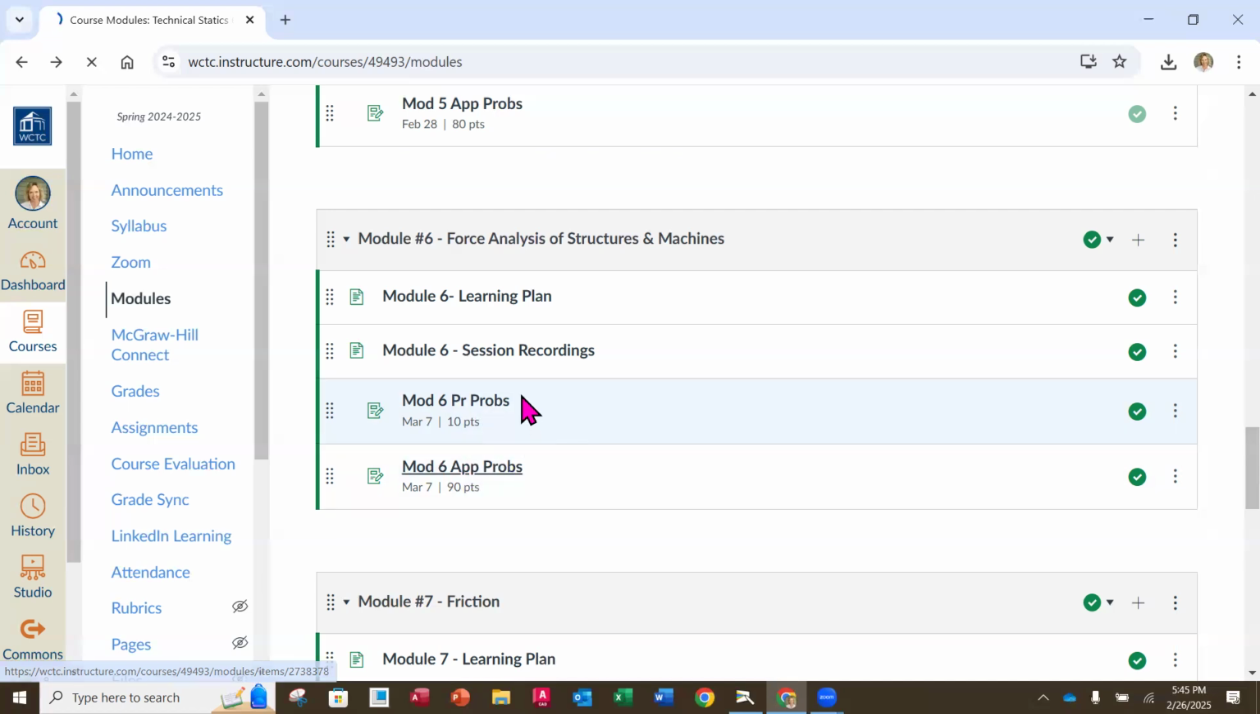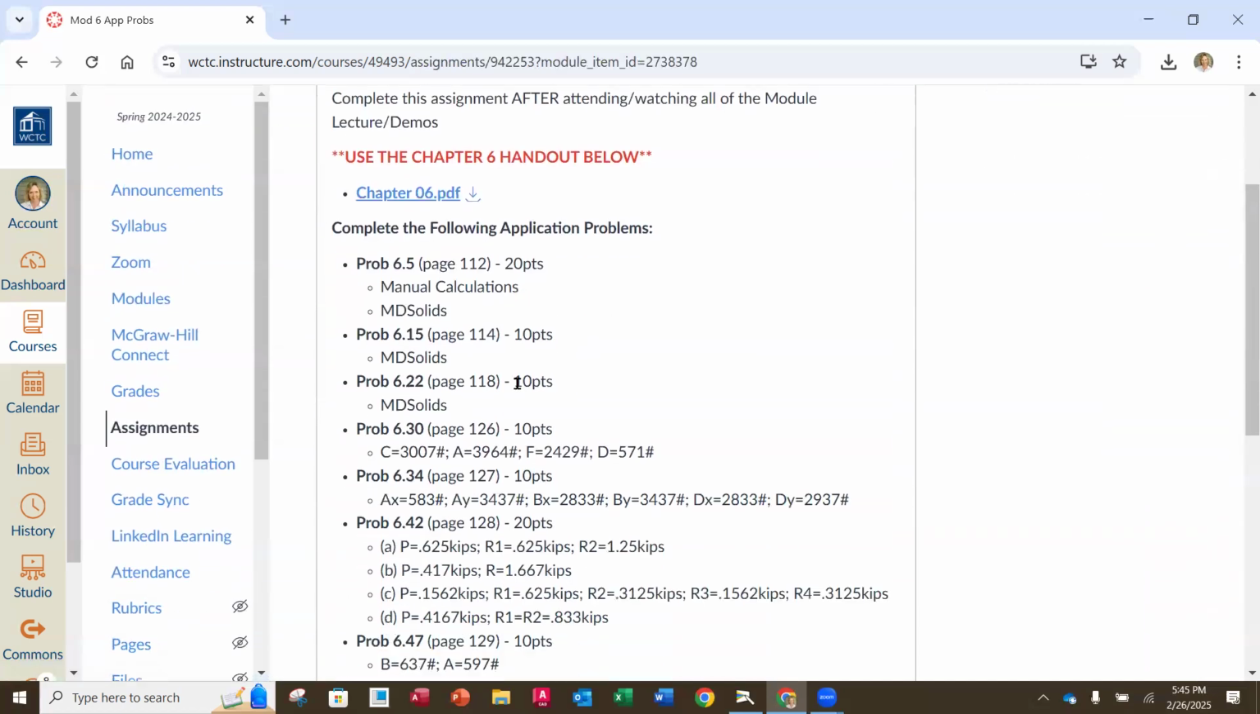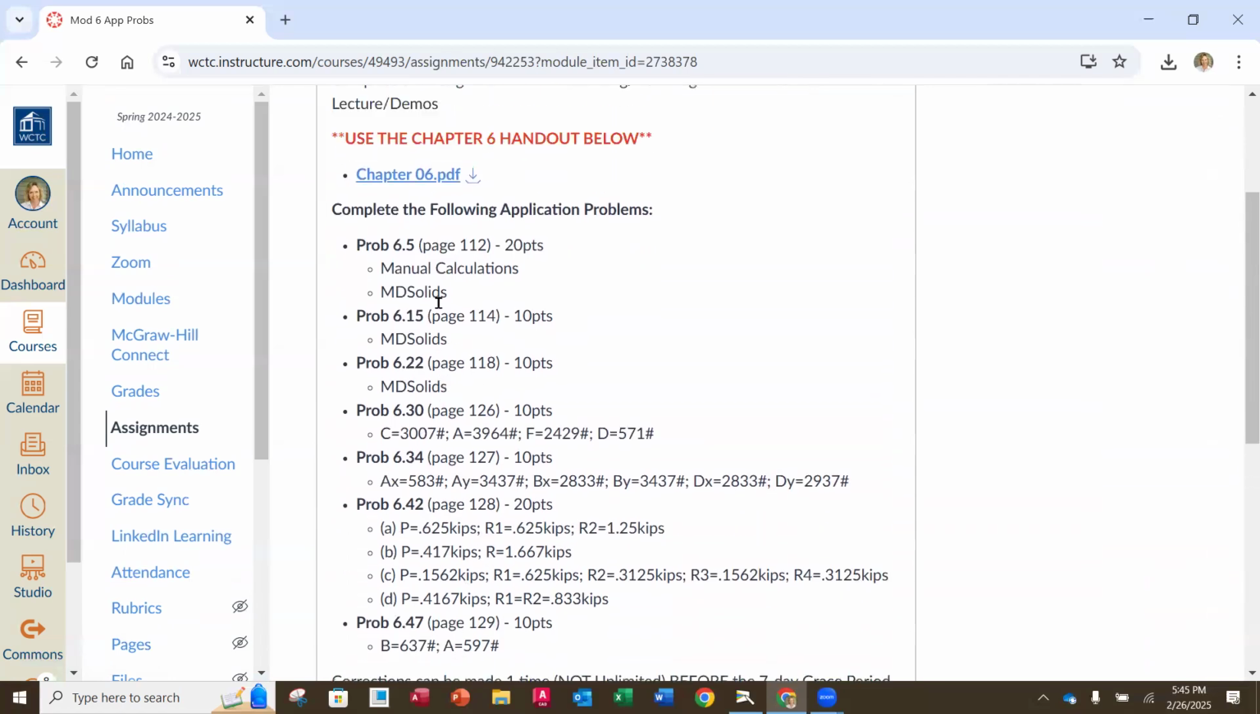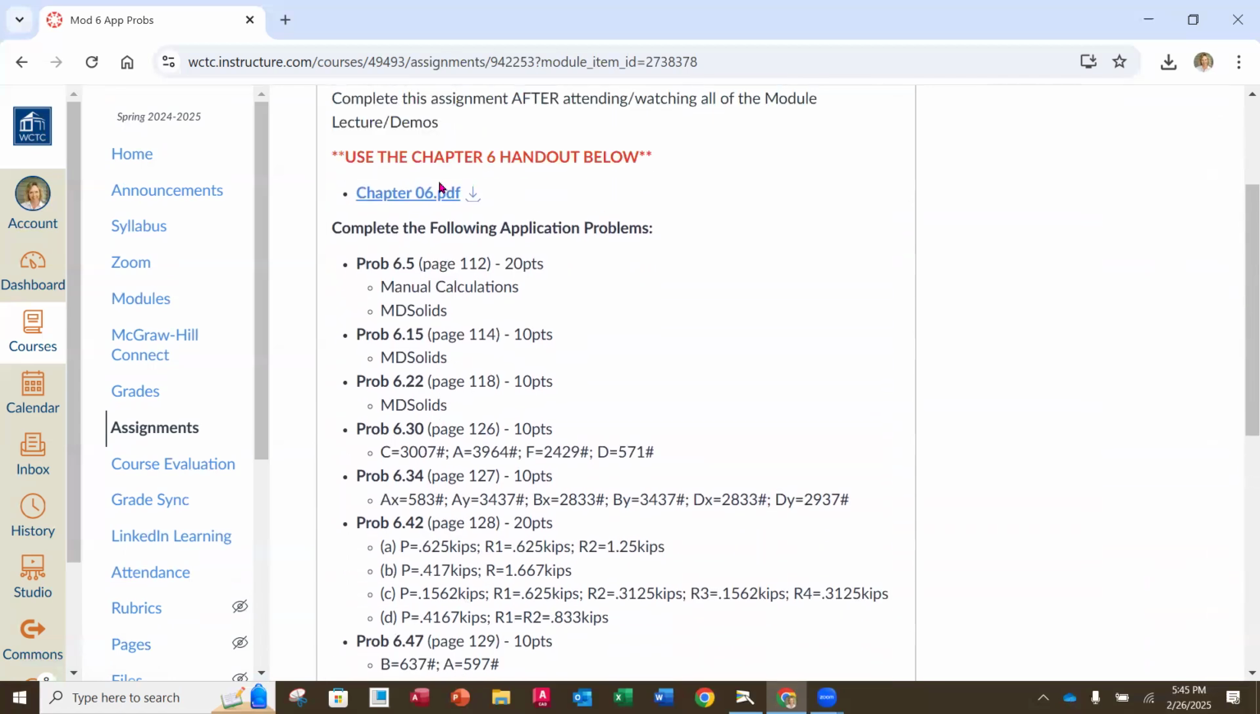And then your application problems, these are going to go along with the items that we do in our practice problems. So you'll notice here that I have them listed. These are going to come out of the chapter 6 handout, not the McGraw-Hill book. Okay. So these are references to the pages, and I did attach the PDF directly above here with the answers.